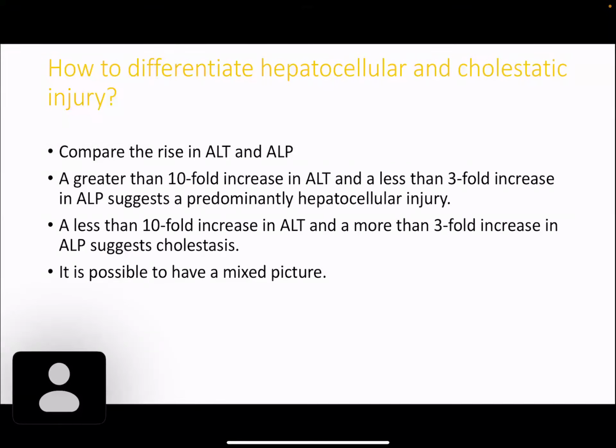So how do we differentiate between hepatocellular and cholestatic injury? In this situation, we have to compare the level of ALT and alkaline phosphatase. A more than tenfold increase from the upper limit of normal in ALT, and less than threefold increase in alkaline phosphatase, suggests a hepatocellular disorder or injury.